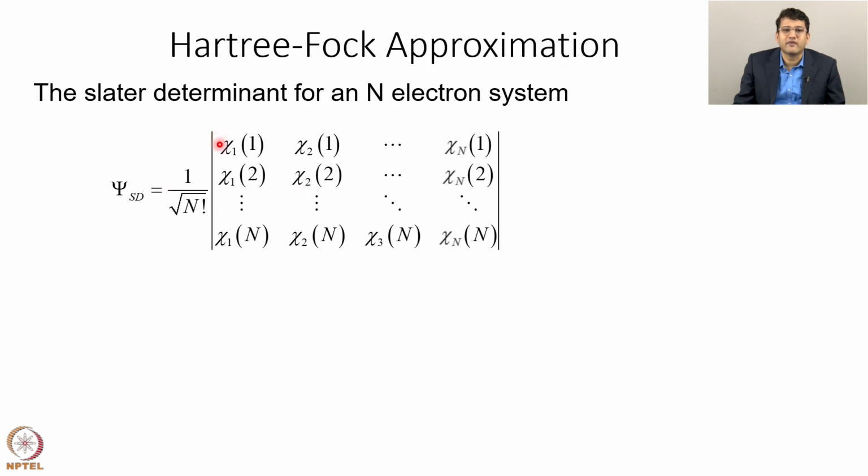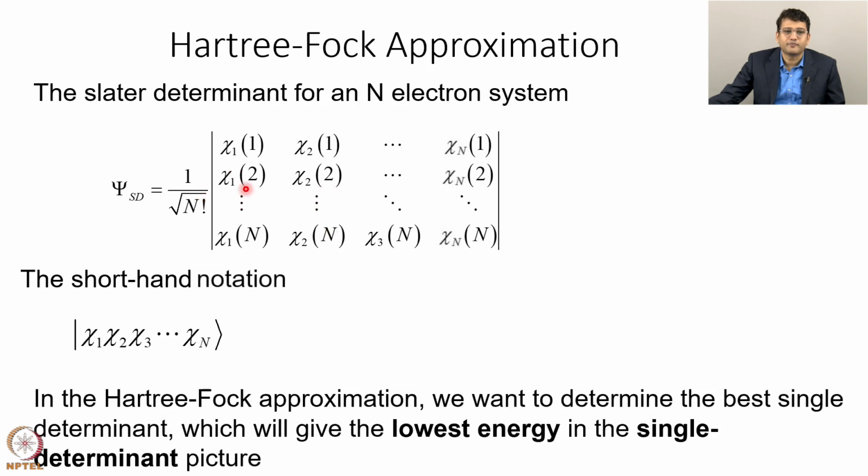Let us say for an n electron system, this is how it will look like. The spin orbital index are actually given in the column and the electrons are in the row. Remember, Slater determinant can only be written in terms of a spin orbital, it cannot be written in terms of a spatial orbital, and this is a general n electron system. You can always generalize it for a 2 electron case.